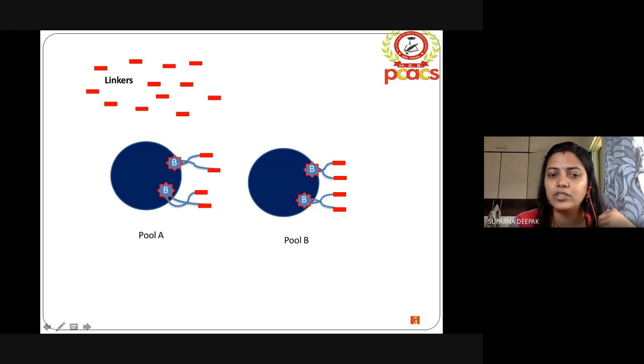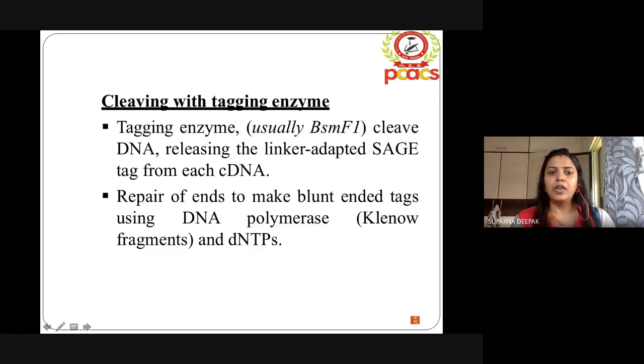So if you say this is your pool A and this is your pool B, depending upon how many mRNAs are binding to a particular bead. Once that is done, now you will be cleaving with the tagging enzyme. Usually it is your BsmFI. This is the enzyme that will cleave, releasing the linker-adapted tags.